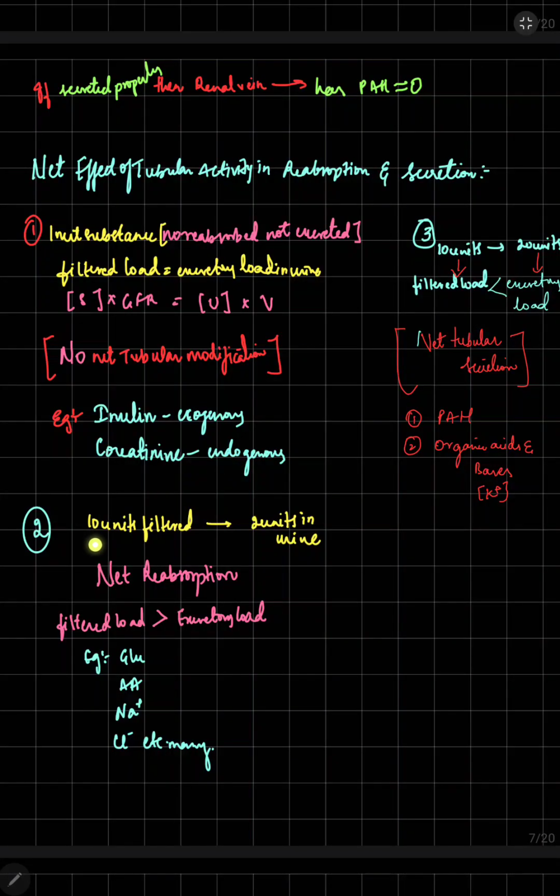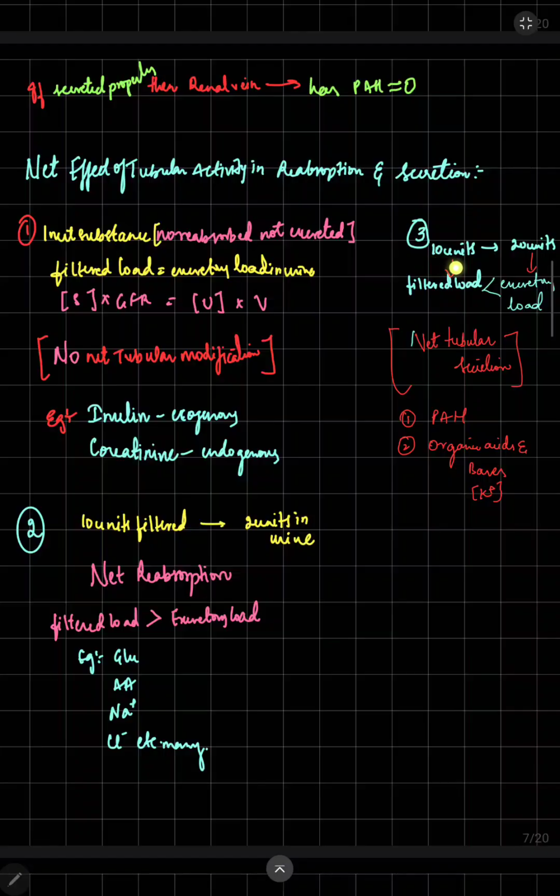And if 10 units are filtered and 2 units appear in urine, then there is net reabsorption of that particular substance. So filtered load is greater than excretory load in this case, which happens in many cases, in case of glucose, amino acids, sodium, chloride, etc. And there is a third case where 10 units is the filtered load, but 20 units appear, then there is an increase in excretory load. So there is net tubular secretion, and it happens in case of para-aminohippuric acid and organic acids and bases.